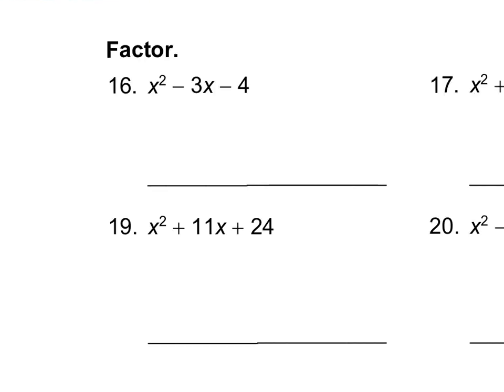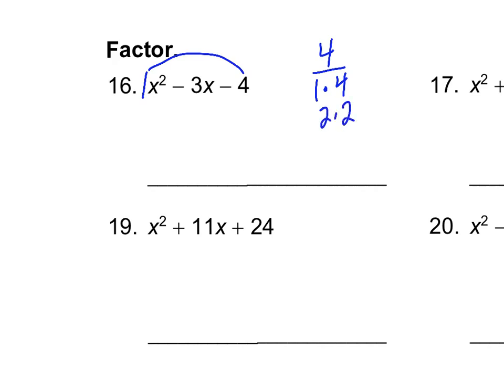Okay, on number 16, we need to go through our checklist. Is it in standard form? Yes, it is. Is there a GCF? No, there isn't. Is there 2 terms? No, there is not, which means I do not have a difference of squares. So I go into 3 terms, which means I would multiply 1 times 4. It gives me 4. And my numbers that multiply are 1 times 4 and 2 times 2.